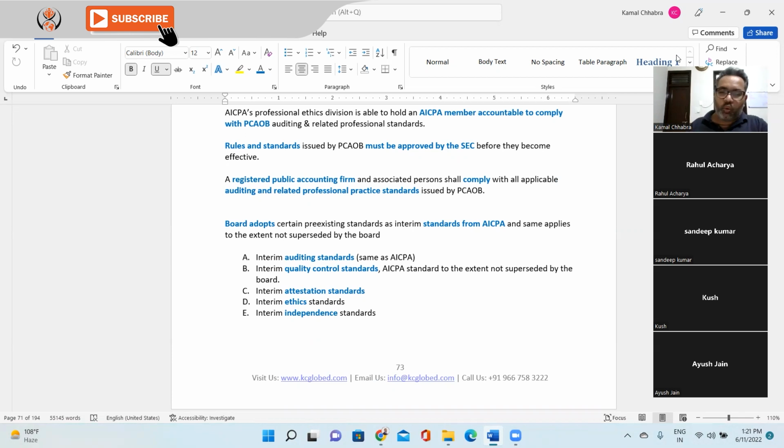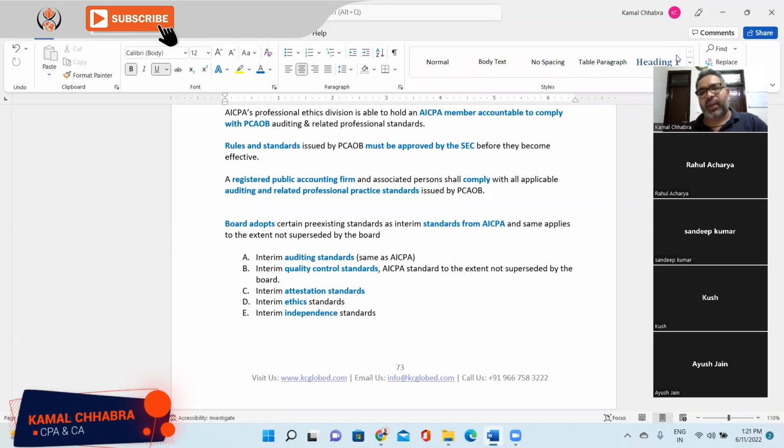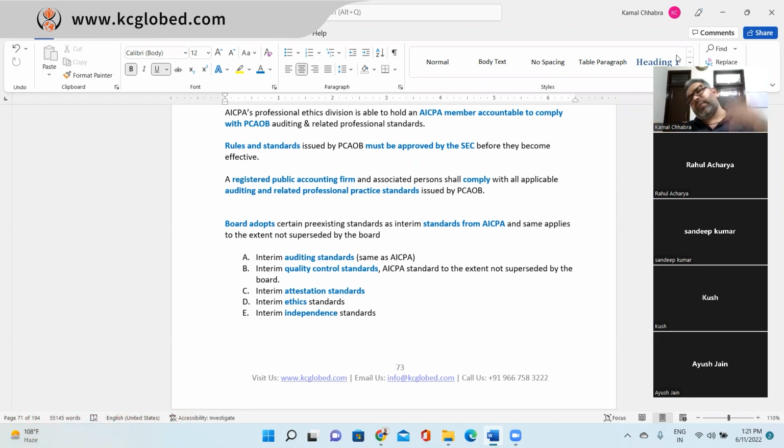If the PCAOB finds you guilty as a CPA, then they can share the information with the AICPA, and the AICPA can take disciplinary action against you, right? So here what they are saying is that an AICPA member is also accountable to comply with the PCAOB rules. If you are a member of the AICPA working for any SEC-listed client and you have not adhered to any PCAOB rule, then you can be debarred from the AICPA, right?